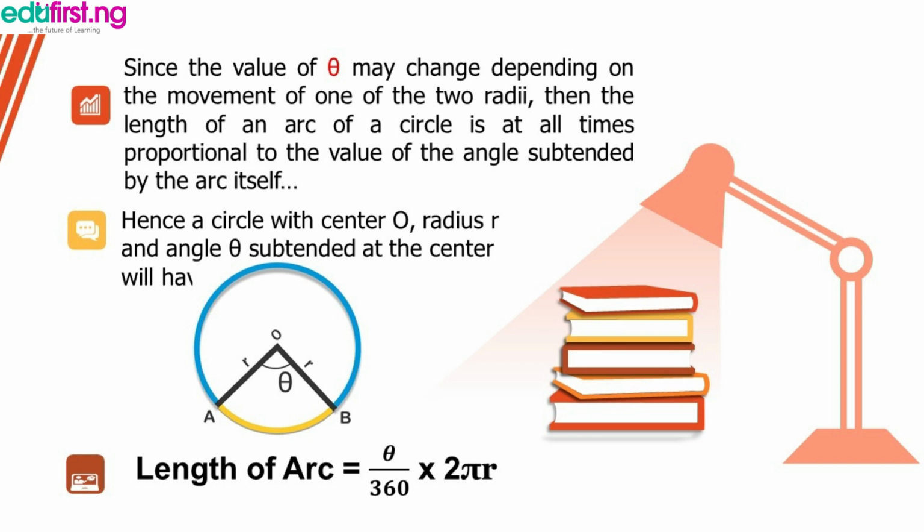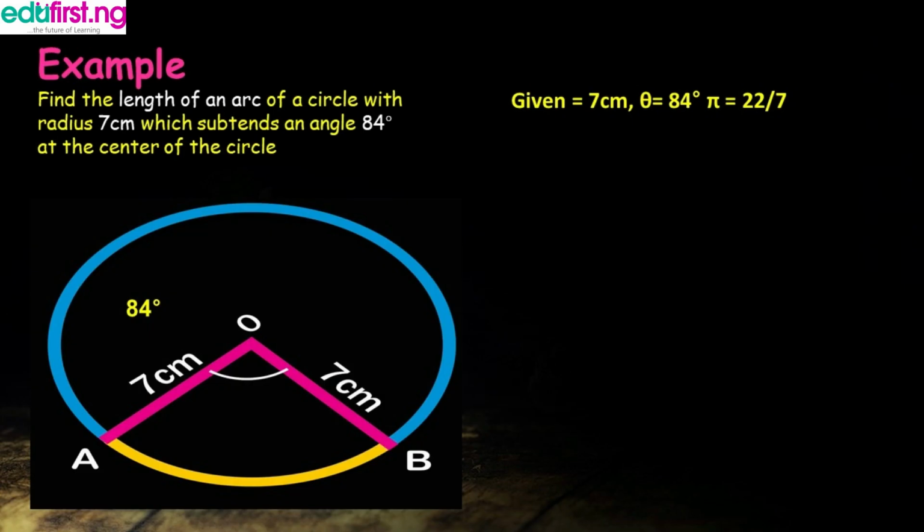In simple terms, the length of arc is actually the ratio of the angle subtended at the center multiplied by the circumference. 2 pi r is actually the circumference, so we multiply that by the ratio of the angle. That is how we get the length of arc. That's quite simple. So here's an example. It says, find the length of an arc of a circle with radius 7 cm, which subtends an angle 84 degrees at the center of the circle.